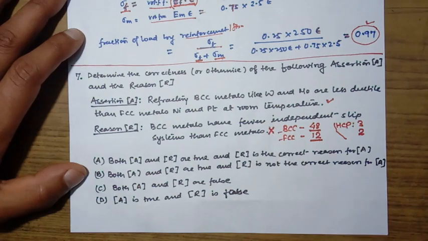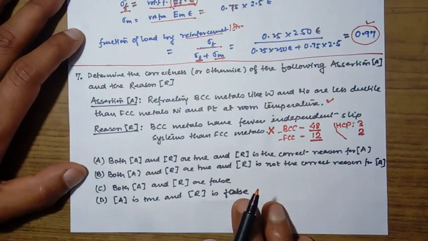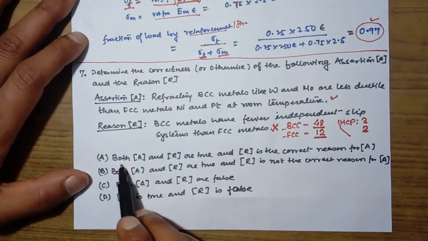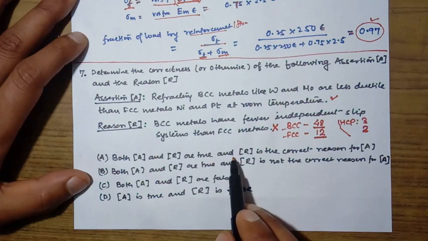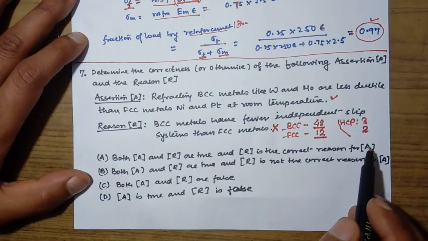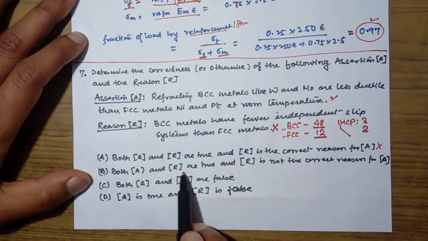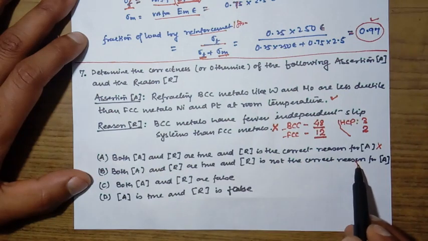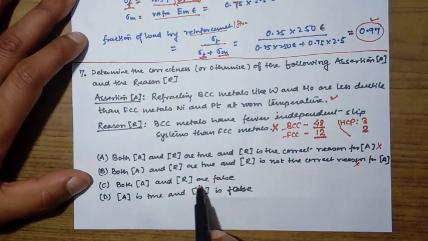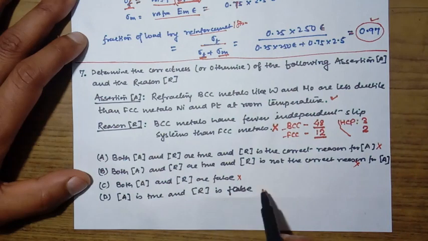So now coming to the options. Both A and R are true, and R is the correct reason for A: wrong, because R is false. Both A and R are true, and R is not the correct reason: this is also wrong. Both A and R are false: this is also wrong because A is true. A is true and R is false: yes, this is the correct answer. So A is true but R is false.